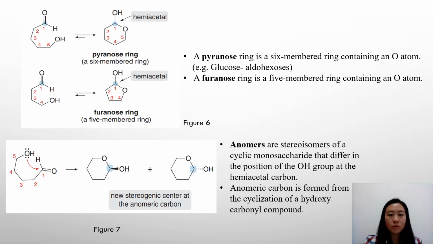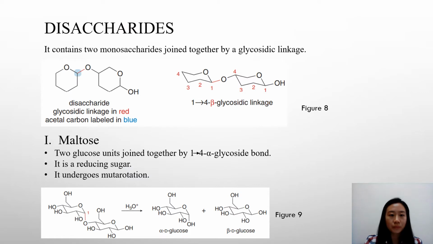A pyranose ring is a six-membered ring containing an O atom, for example glucose. A furanose ring is a five-membered ring containing an O atom, shown in Figure 6. Figure 7 shows that anomers are stereoisomers of a cyclic monosaccharide that differ in the position of the OH group at the hemiacetal carbon. An anomeric carbon is formed from the cyclization of a hydroxy carbonyl compound.